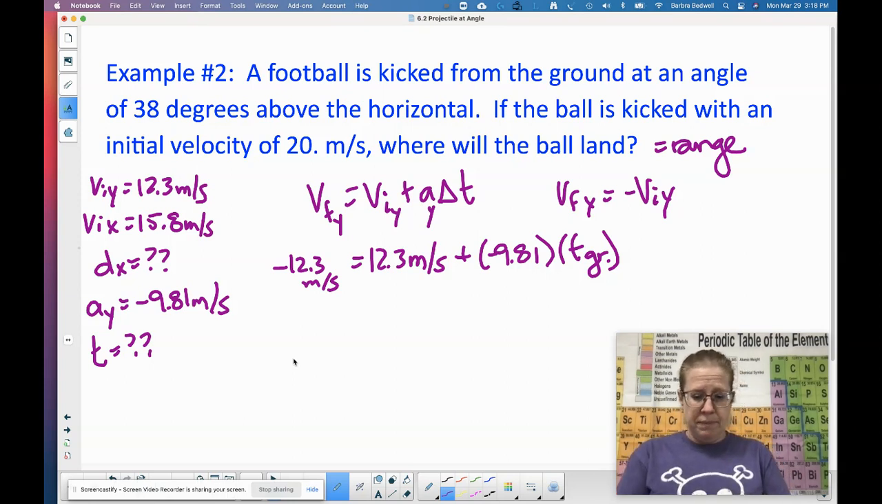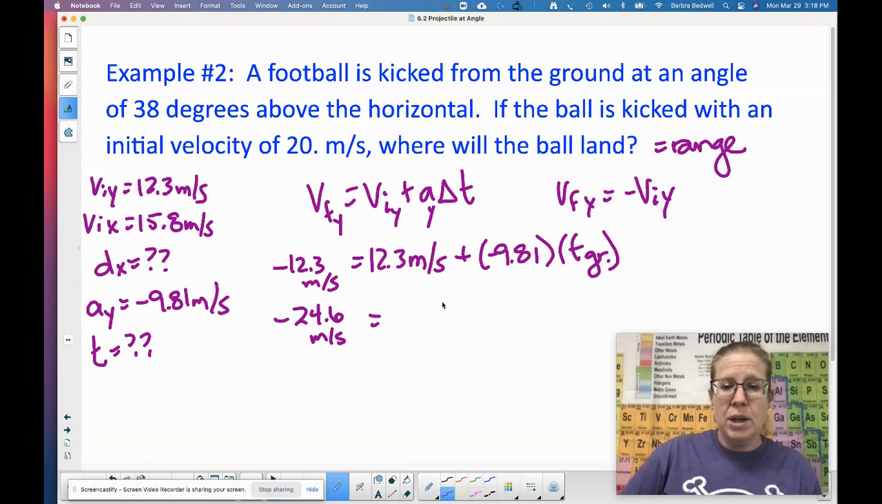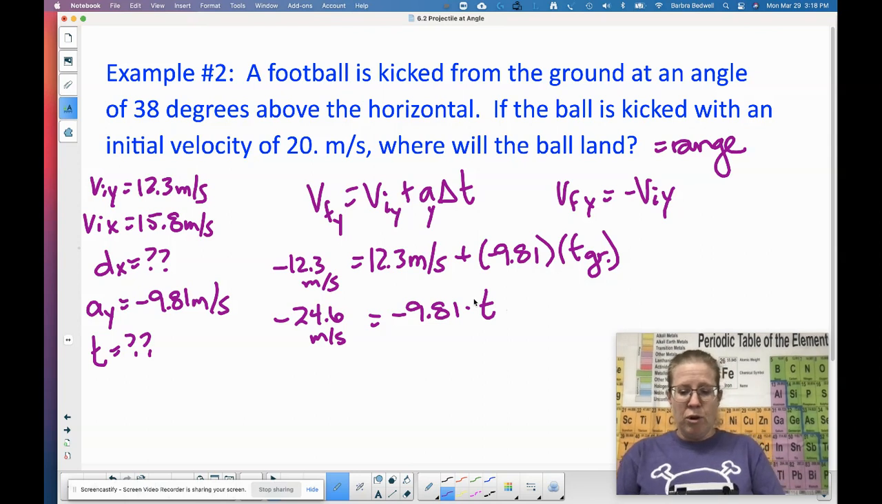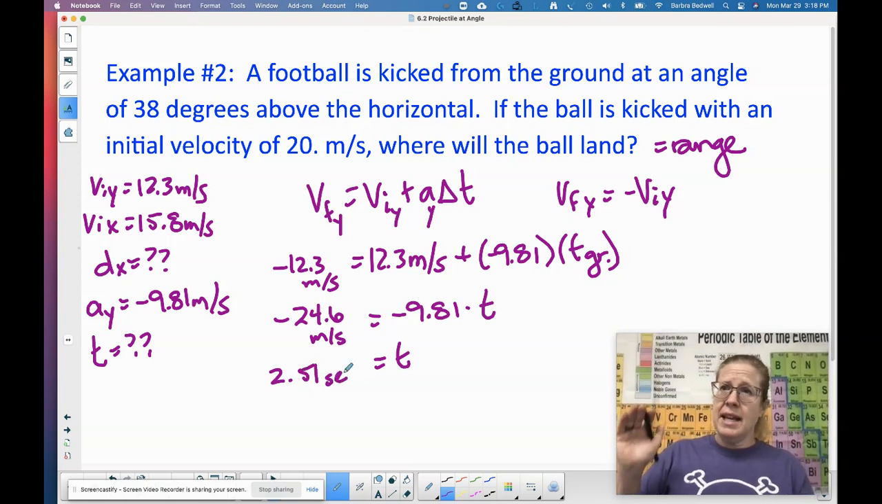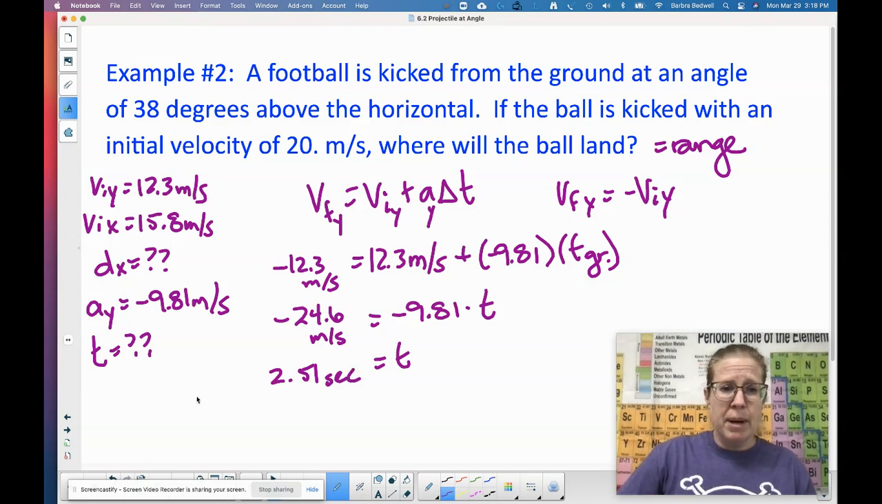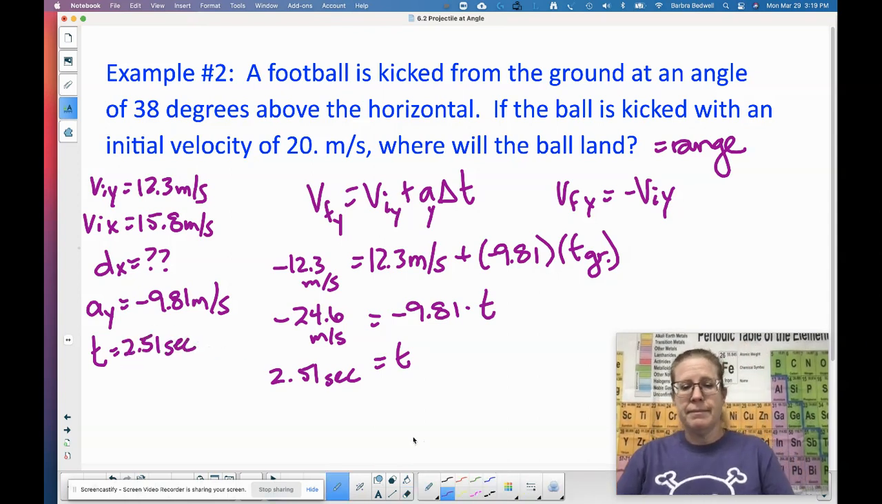So let's figure out what we got. 12.3 plus another 12.3 is 24.6. Negative 24.6 meters per second equals negative 9.81 times time to ground. So 24.6 divided by 9.81 gives us a time of 2.5076, 2 point that and some change. So 2.51 seconds. So it's going to take 2.51 seconds to get all the way from the top to the bottom again. 2.51 seconds. Got it. All right, well, now what?